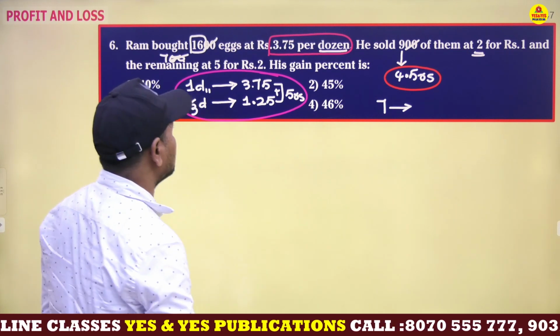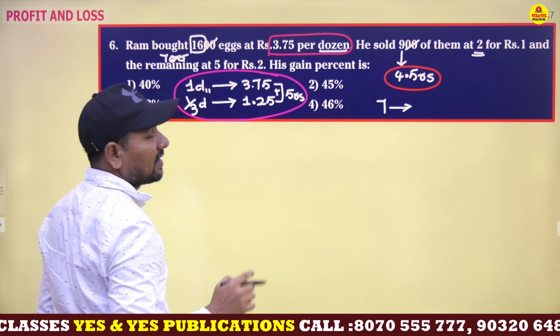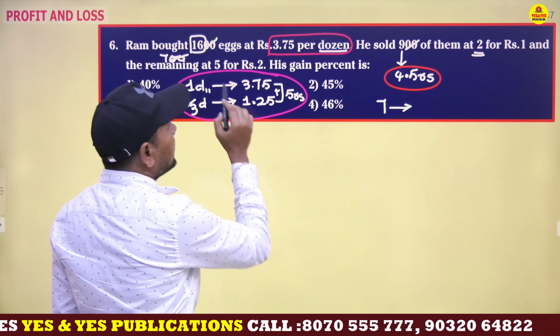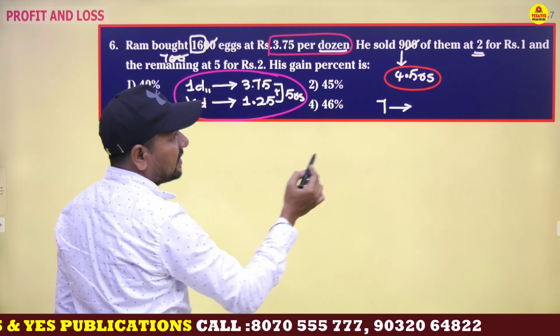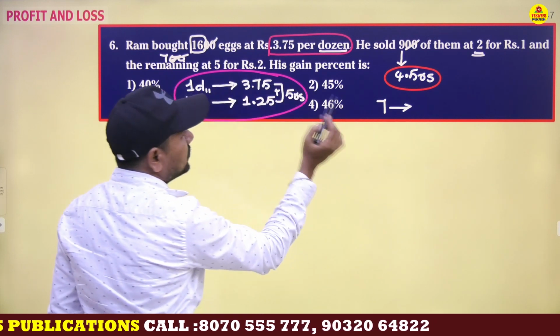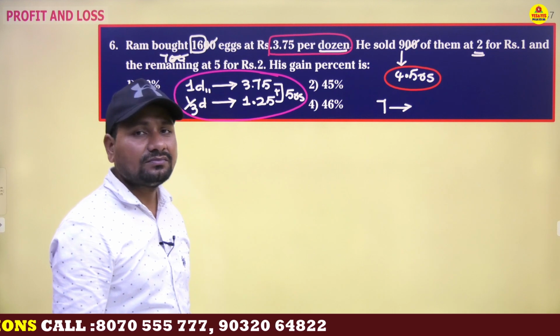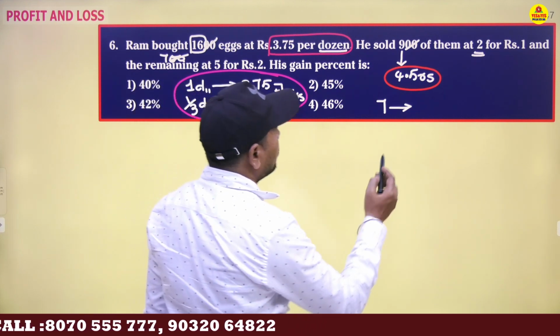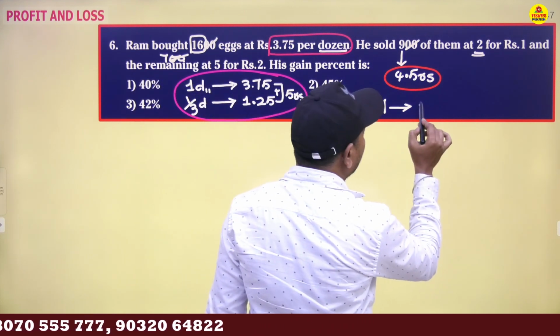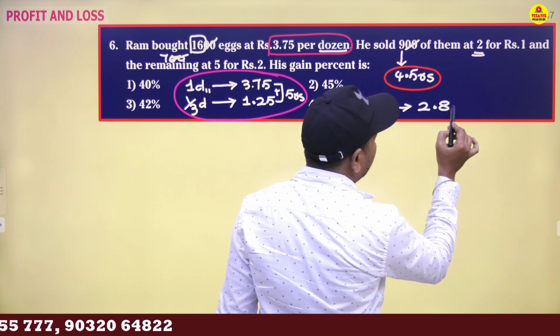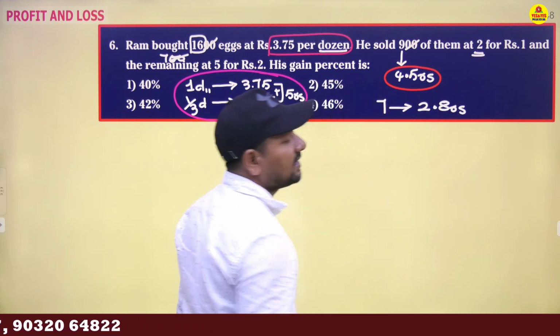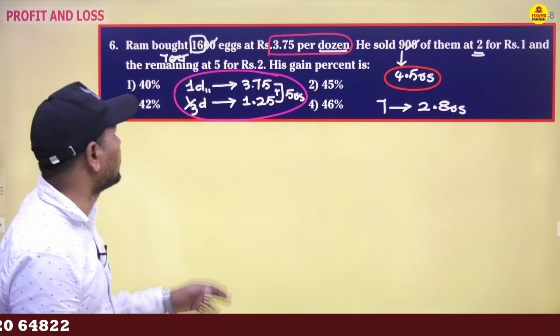What is the 7x value? Okay, 5x is 2 rupees, then 1 egg is 2/5, then for 7x, 2 sevens are 14. So you will get 14/5. 14/5 is equal to 2.8 rupees. How many rupees? 2.8 rupees.